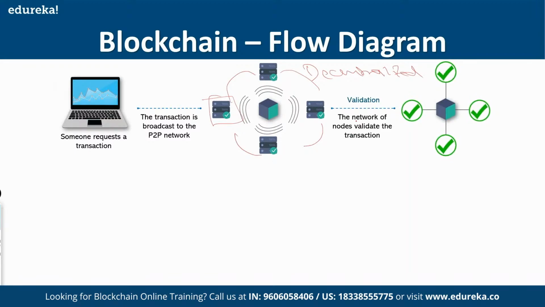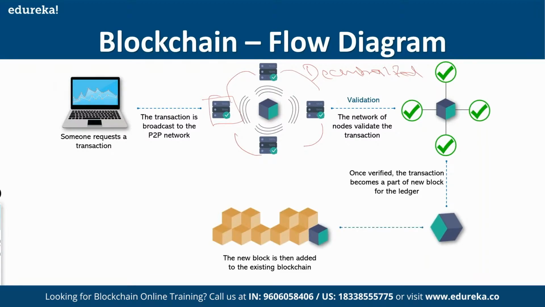Then the validation will be done by multiple nodes, checking whether Prashant really has 2 bitcoins. So they will validate, and once the validation is successful, the transaction will be part of a new block, and finally that block will be added inside the blockchain, and then we can say that the transaction is completed. So this is a cycle.